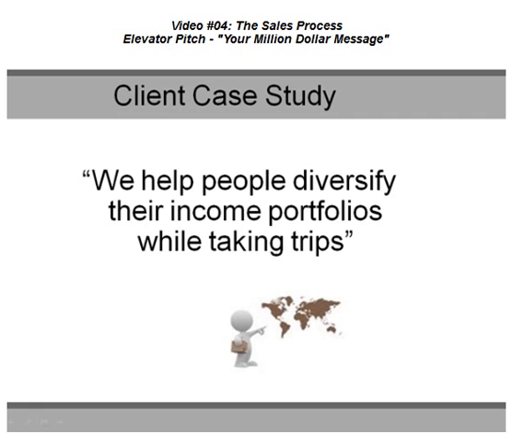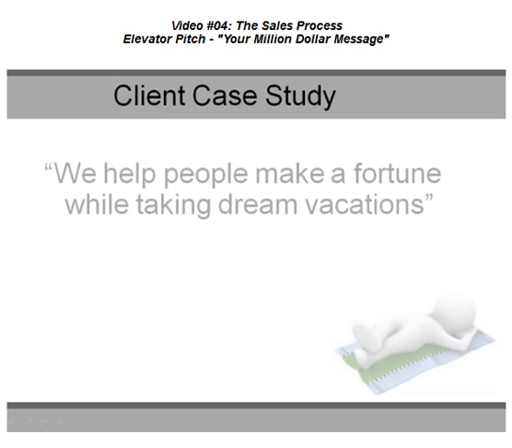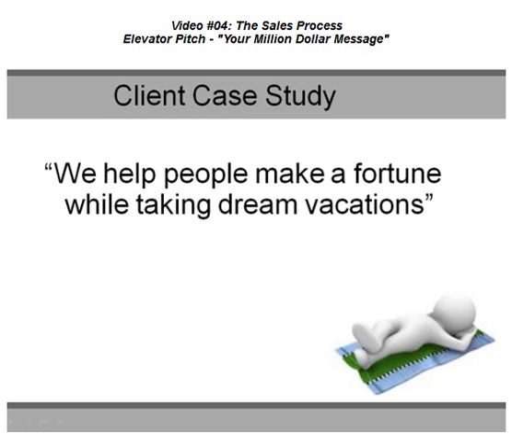We taught them the e-learning marketing system and helped them create a powerful and compelling marketing message for their business. After some initial tweaking and refining of their message, they finally nailed it. Their new message sounds like this: we help people make a fortune while taking dream vacations. Bullseye. The first time they used this new message, every prospect in the room came running to them, asked them how they did that, and requested their business card. That was the day their lives changed forever.